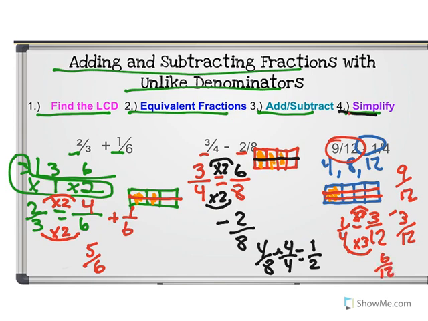And finally, I can simplify this fraction because 6 and 12 are both divisible. Their greatest common factor is 6. 6 divided by 6 is 1. 12 divided by 6 is 2. So I have 1/2.